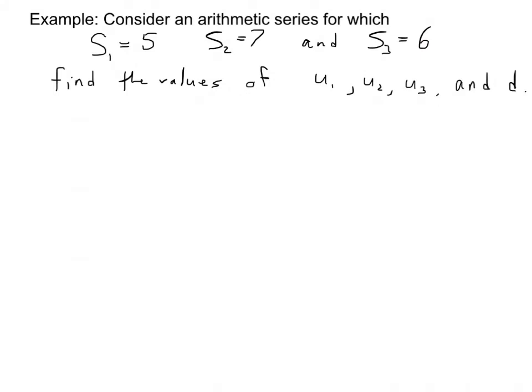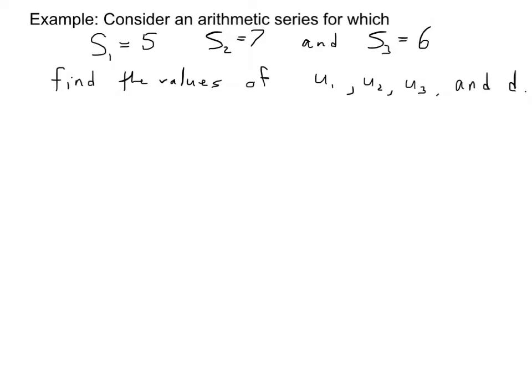In this first example, I want us to consider an arithmetic series for which S1 equals 5, S2 equals 7, and S3 equals 6. I want us to find the values of U1, U2, and U3, and the common difference. I'd love for you to pause the video and figure out as much of this as you can on your own. At the very least, stop the video for a second and think about what U1 would be, what the first term of the sequence would be.